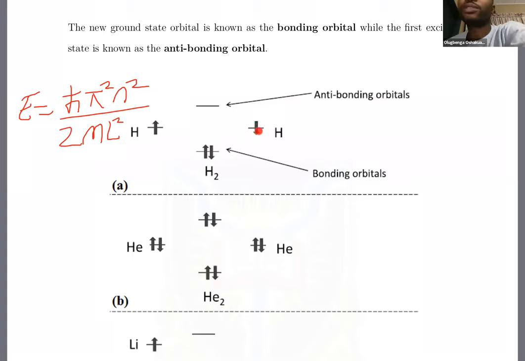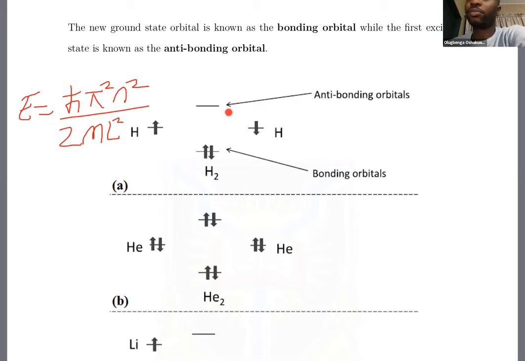So after bonding, both electrons of the two hydrogen atoms will occupy the bonding orbital, which has a lower energy compared to the original hydrogen atoms. And that's the bonding orbital. And the antibonding orbital will be the orbital for the first excitation energies of the atom. So the bonding orbital is like the ground state orbital, while the antibonding orbital is like the first excitation energy level of the atom.